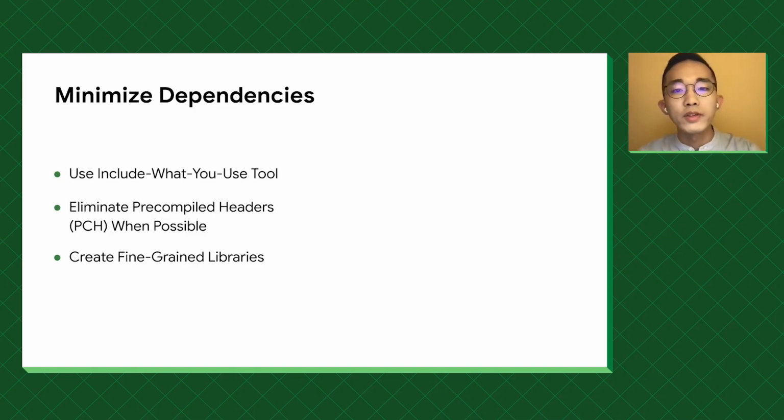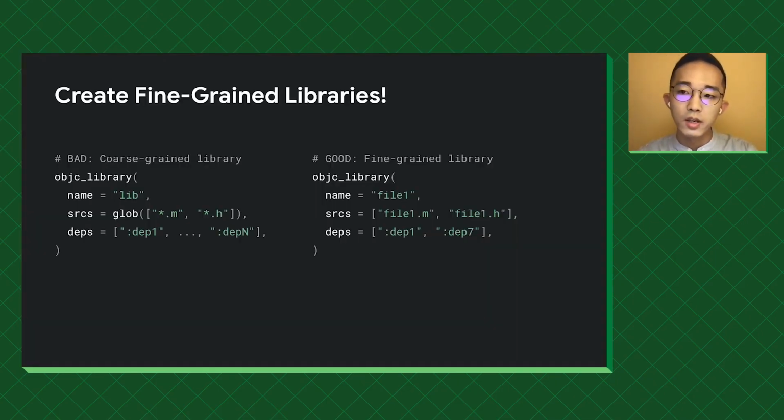Glob-everything libraries are easy to maintain, but bad for build performance. First, they put too many files in the Darwin sandbox and make it even slower to start. Second, they reduce the cache hit rate, as unnecessary files are considered as action inputs. Therefore, it's preferable to create libraries with fewer source files.